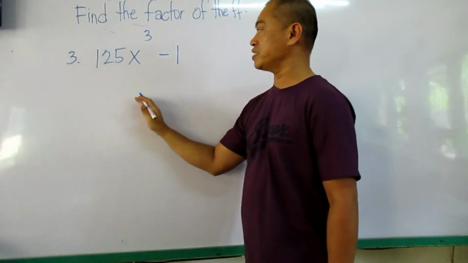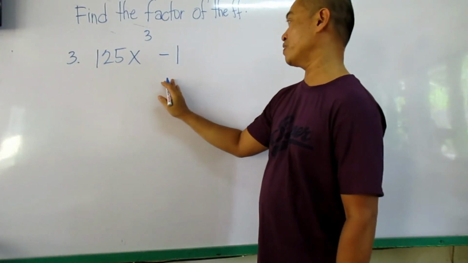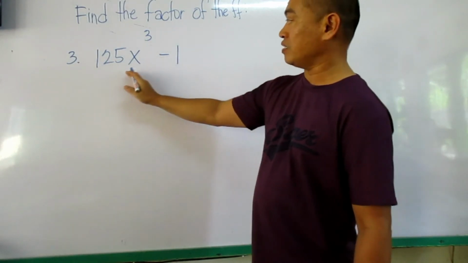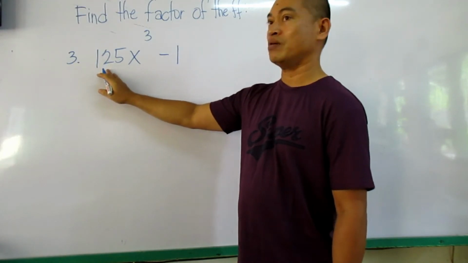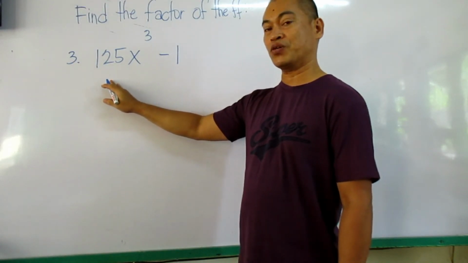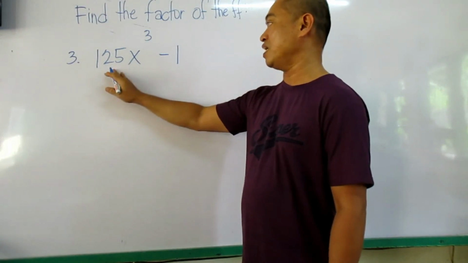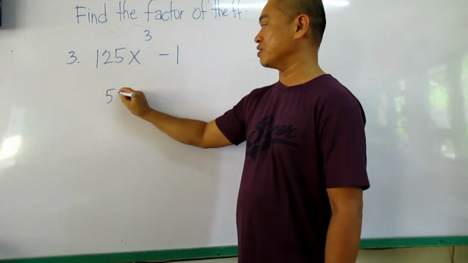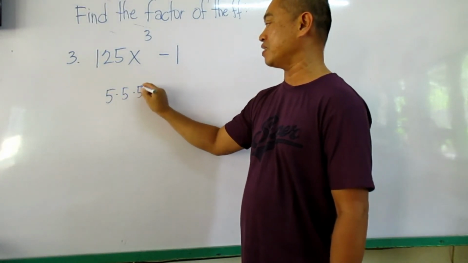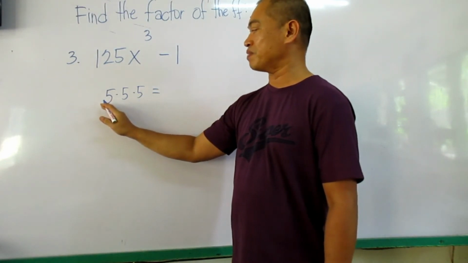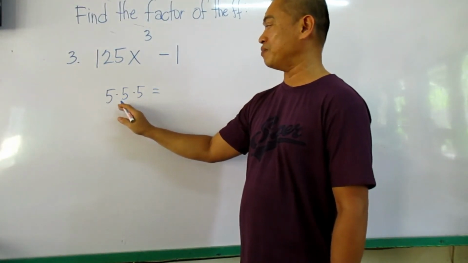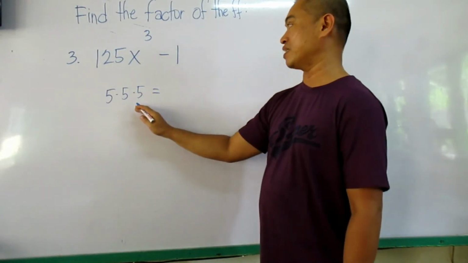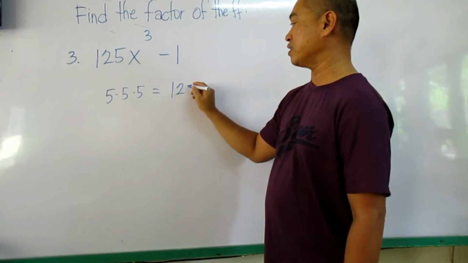Okay, so this is difference of two cubes. Are they perfect cubes? Okay, so look, we have 125. So what number, if you're going to multiply it 3 times, the answer is 125? So that is, okay, 5. Because we multiply 3 times. So 5 times 5 is 25. And then times 5, 25 times 5, then that is 125.